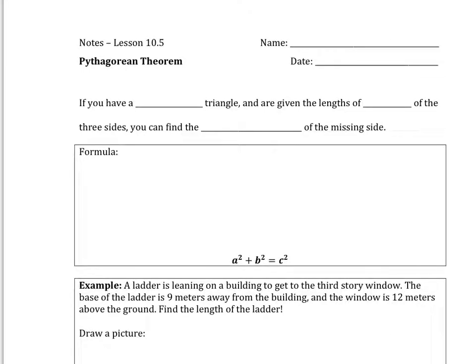Math 7 Lesson 10.5 Pythagorean Theorem. If you have a right triangle and are given the length of two of the three sides, you can find the length of the missing side. So what that would look like is this.